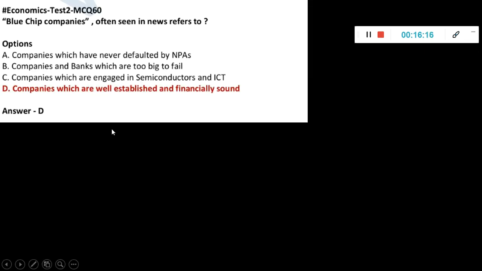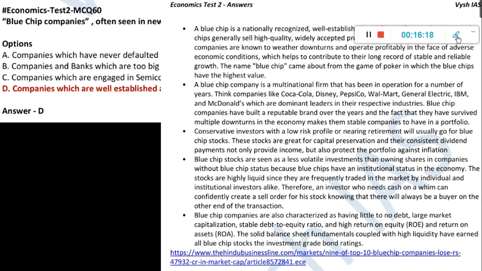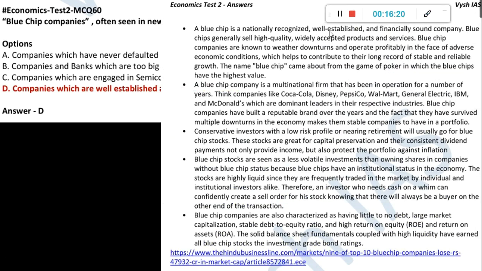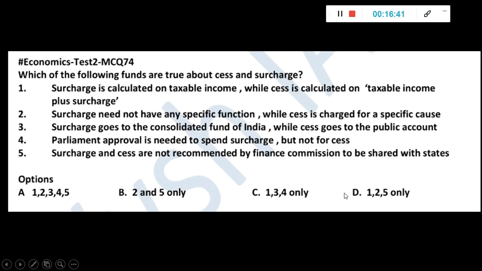Companies which are well established and financially sound. Details are given here, and you can sit and read if you want. My students already have the PDF, and it keeps coming in the news also, because some company will become a huge hit after establishment, and based on that they will become financially sound. So those companies are categorized here, and it is nationally recognized also. Please read this fully if you want details, but anyway you are seeing 300 MCQs, so however much you note down, it will not be enough.